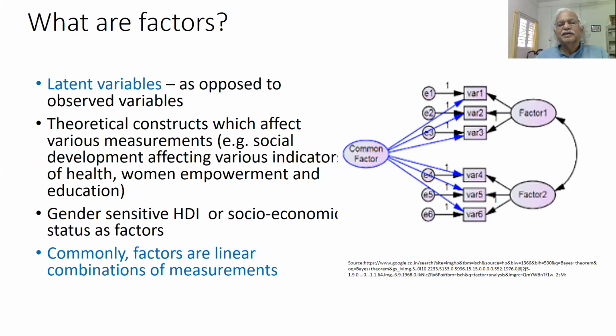What are factors? In algebraic term, factors are linear combinations of original variables. But we call them latent variables as opposed to measurements or observed variables. And these are theoretical constructs. For applied researchers, they become theoretical constructs which affect various measurements. Like here in this diagram, there are two factors, factor 1 and factor 2.